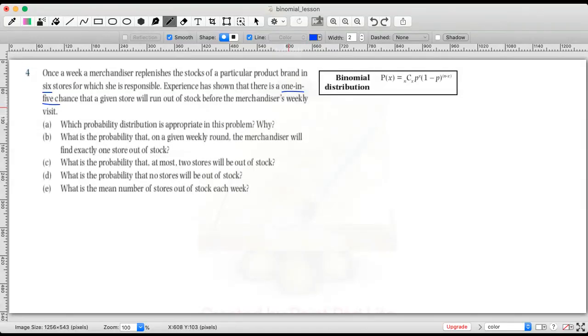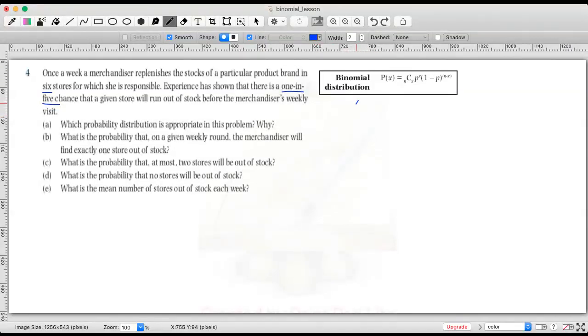Each of these stores can either be out of stock or have stock. So it's only 2 possible outcomes, and there's a fixed number of trials. That is, there's 6 stores. They're independent of each other, just like the example I mentioned earlier. So that is a key giveaway that you need to use the binomial distribution. It's very important that you are able to identify when to use it.